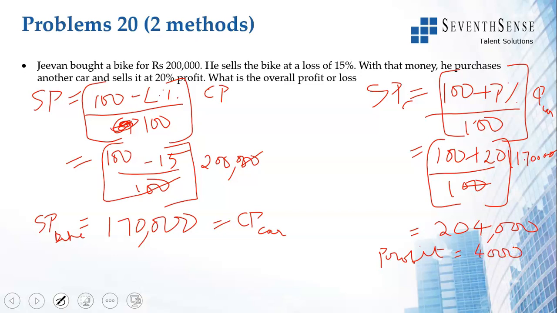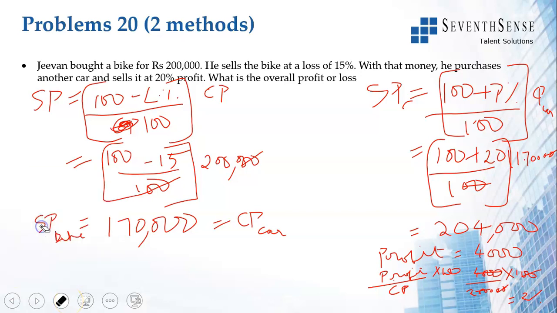And the profit percentage, I do not ask the profit percentage. Okay, the profit, if they had asked the profit percentage, you would have done profit percentage is profit by CP into 100, which is 4,000 by 2 lakhs into 100. I got 2%. The other shortcut formula for this is, you figured out how the selling price is 1,70,000, right?